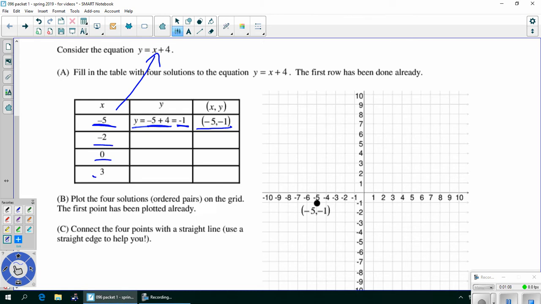I have also chosen a few other values of x. So pause the video here and then come back once you've filled in those 3 rows.